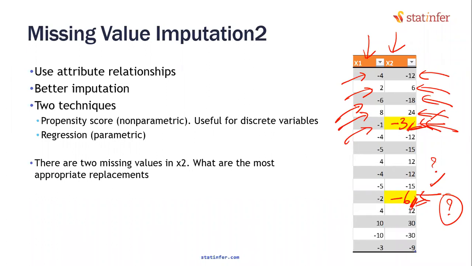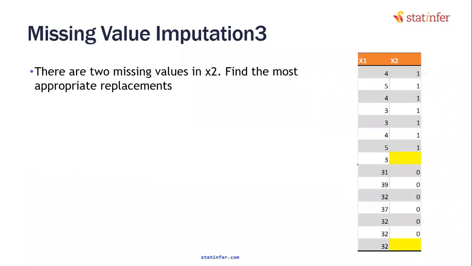Tell me, how did we do it? We found a relation between these two variables. Based on this variable, where it is available and this one is not available, with this variable's help, we have filled it. Tell me another example. What should I fill here, and what should I fill here?